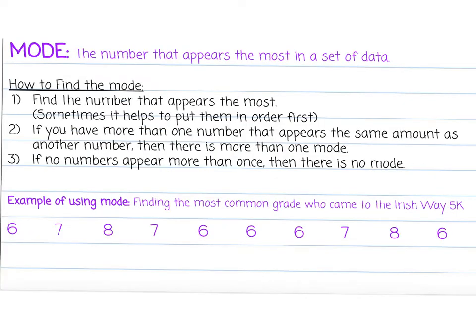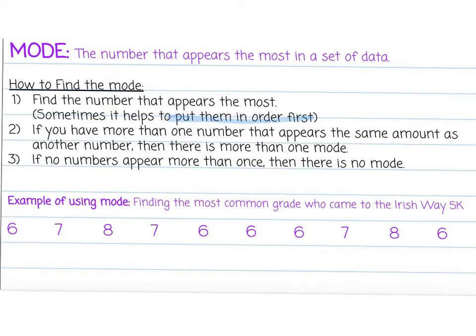Okay, so mode. Mode is the number that shows up the most often in a data set. When I think of most, I talk super fast, and sometimes it sounds like mode. Mode, most, mode, most. So how you find the mode, it's super helpful sometimes to put your numbers in order first. That might be helpful for you.